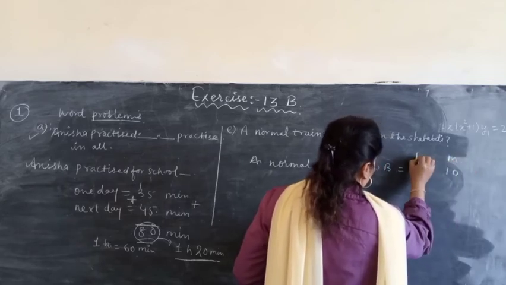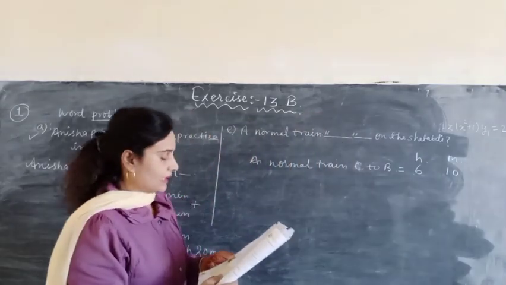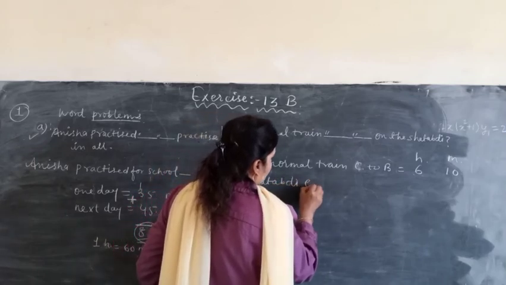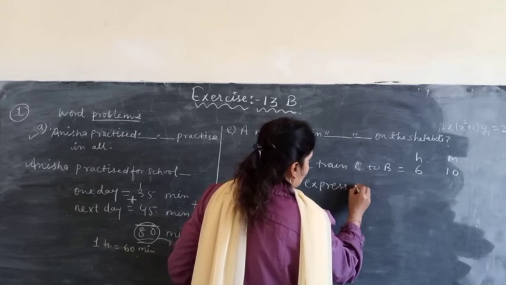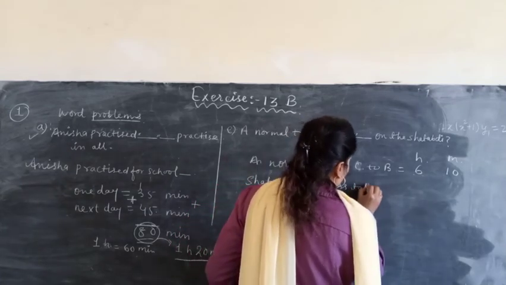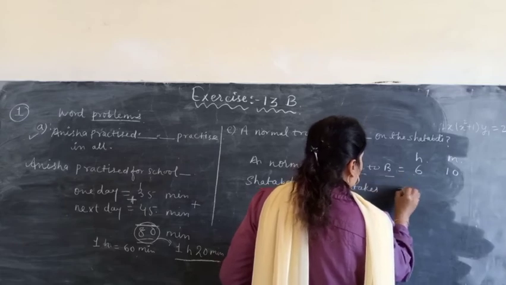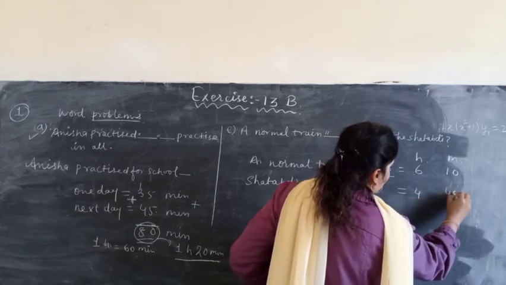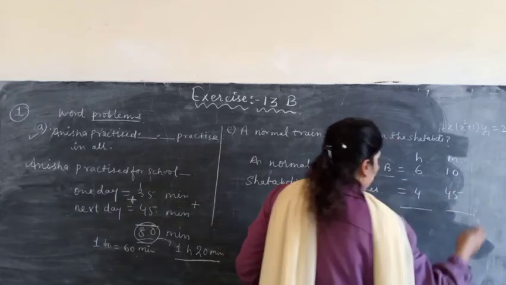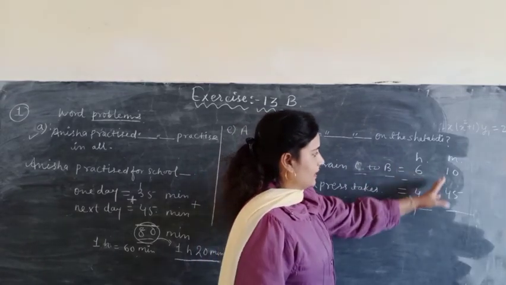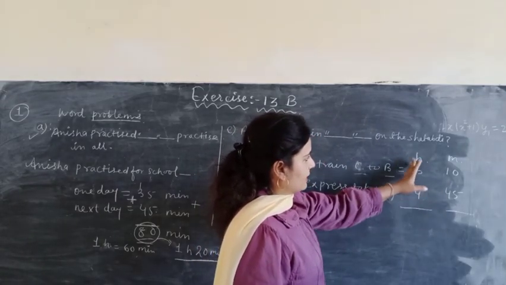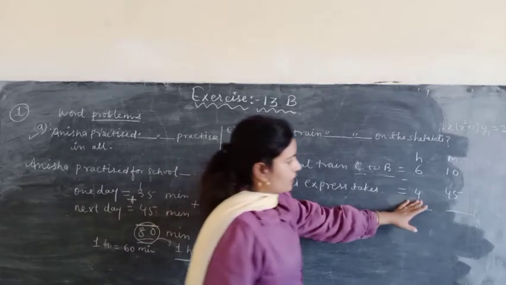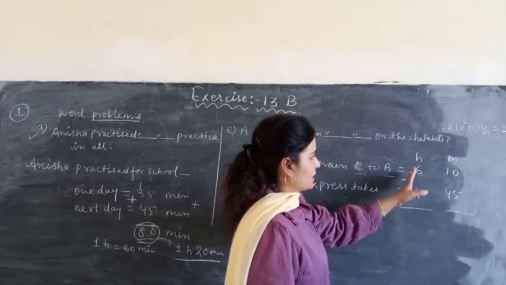There are minutes and there are hours. Okay. And the Shatabdi Express takes time Chennai to Bangalore, 4 hours and 45 minutes. Okay. We will write here the hours and minutes in a proper way. First, we write here the 6 hours and 10 minutes, and the Shatabdi Express takes 4 hours and 45 minutes. So we will compare which train is better.